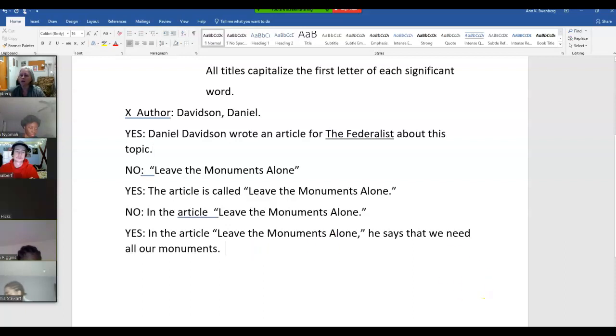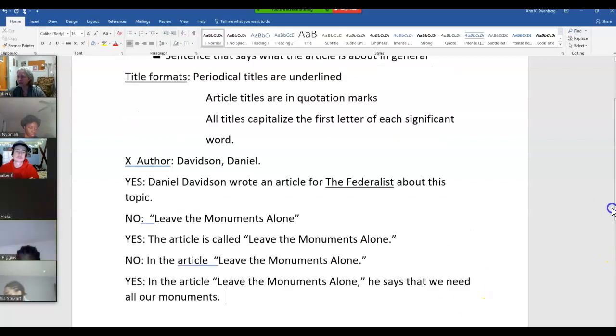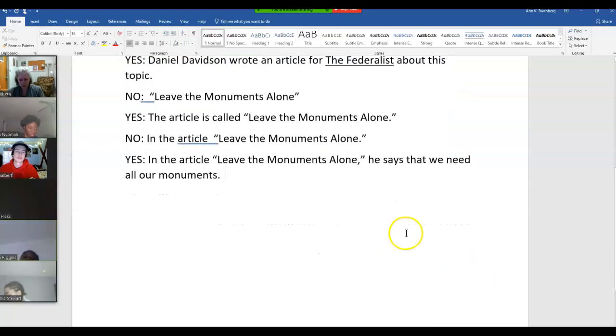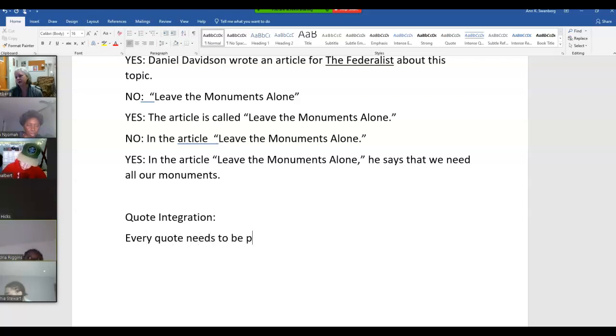Right? All right. The next thing I want to cover with you is quote integration, and I want to have you write these down. Quote integration. Okay, so what's the rule? Every quote needs to be part of a complete sentence. Okay?